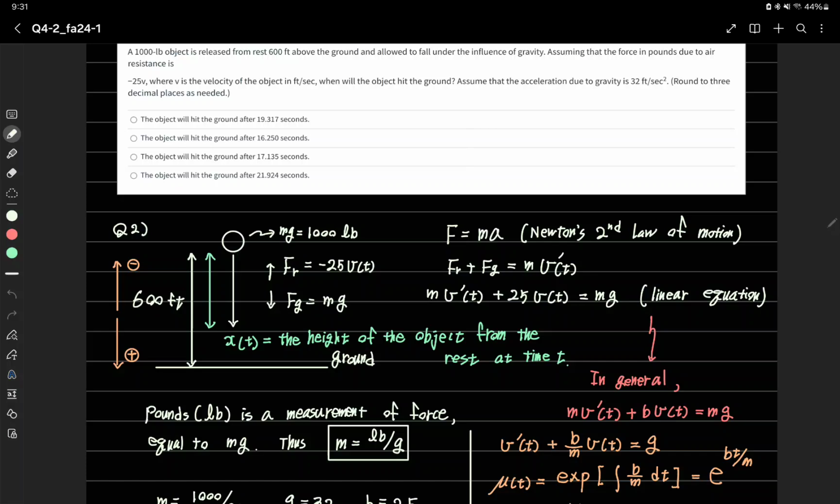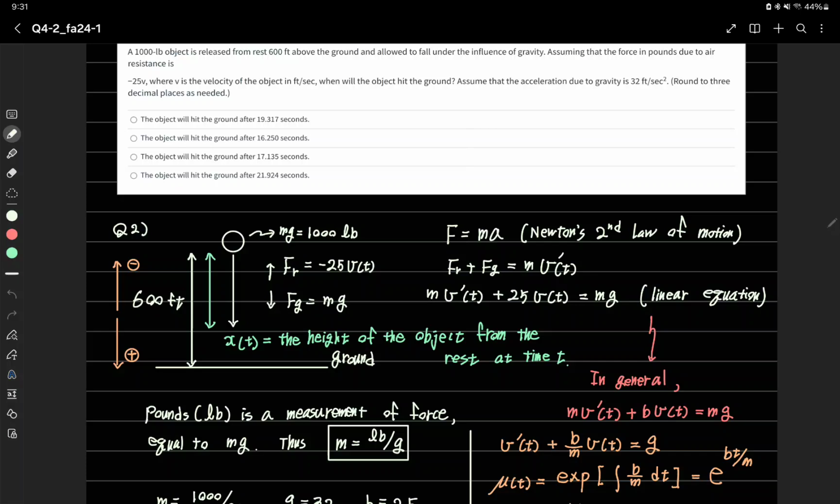Based on the problem, we need to find the time when the object hits the ground. So first, we need to establish a differential equation. Using Newton's second law of motion, F equals ma, we can build that equation. Here F represents the net force. So we consider two forces acting on the object.